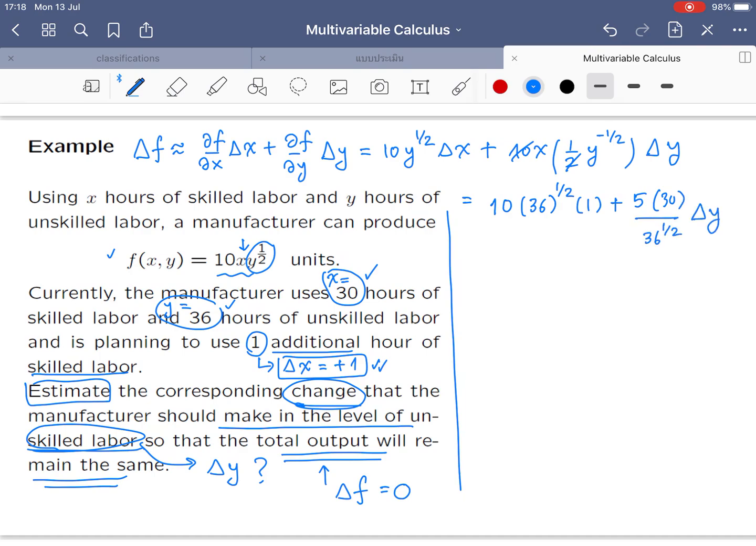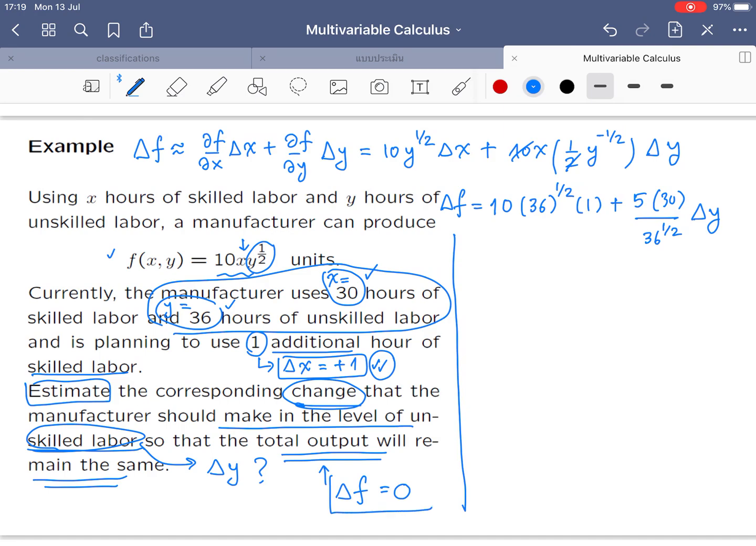Delta y you still don't know. This whole thing is your delta f at this moment, with the increment of your skilled labor by 1. However, what you need is for your total output to be the same. So, well, it's pretty sad, but what will happen?